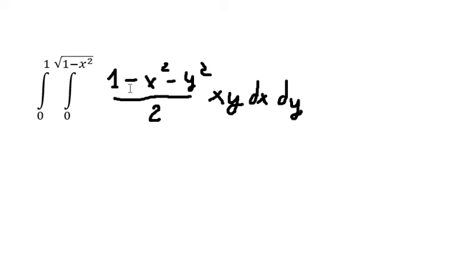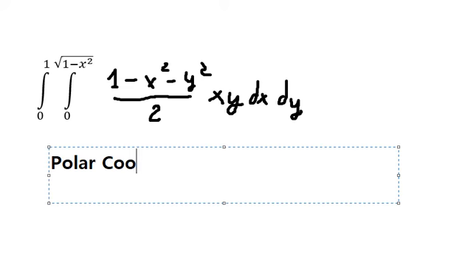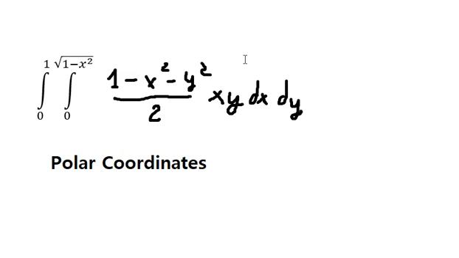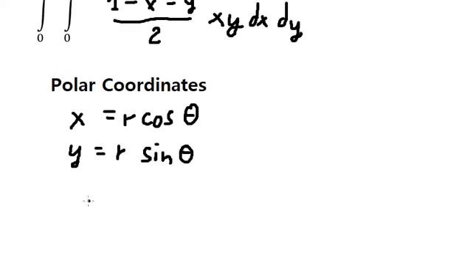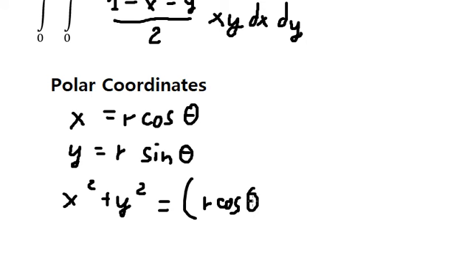So we know that this one we can transform into polar coordinates. So I will put x equals r cosine theta, y equals r sine theta. And we also know that x squared plus y squared equals r cosine theta, everything to the power of 2, plus r sine theta, everything to the power of 2.